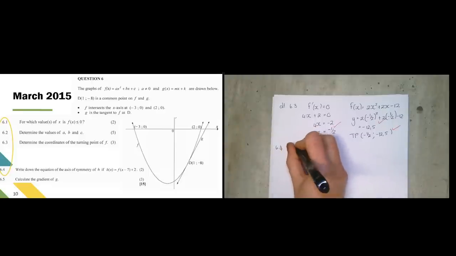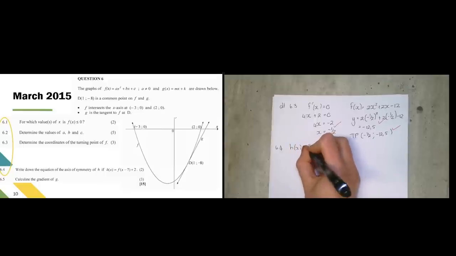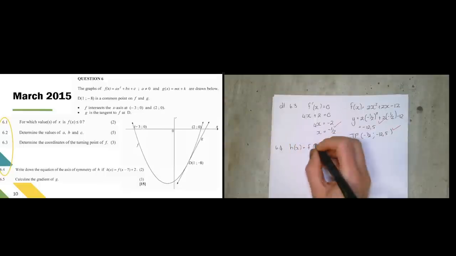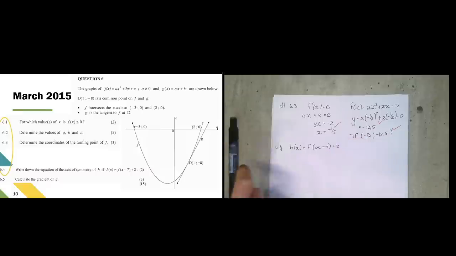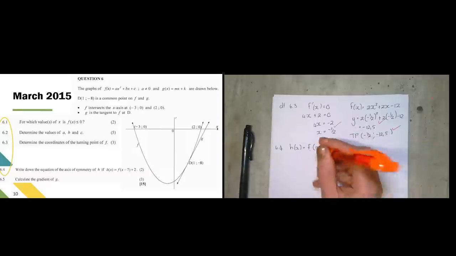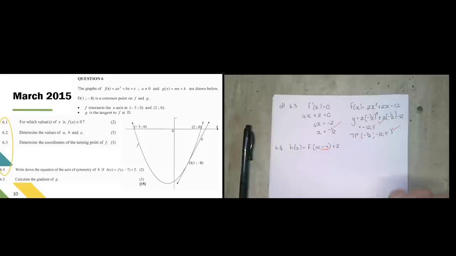6.4. Write down the equation of the axis of symmetry of h. Now, we haven't had h before. What is h? h(x) is the f graph, and look at what they've done. They've said x minus 7 plus 2. What does that x minus 7 mean? It means I have moved the parabola. How have I moved it? Negative 7 means I've moved it 7 units to the right.